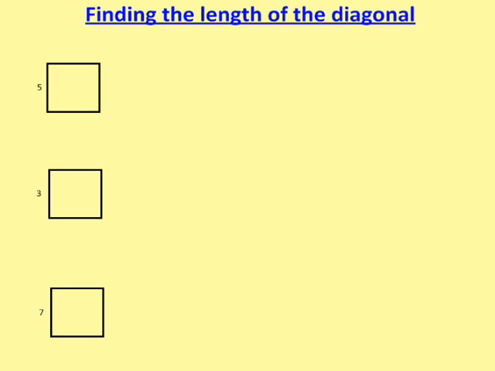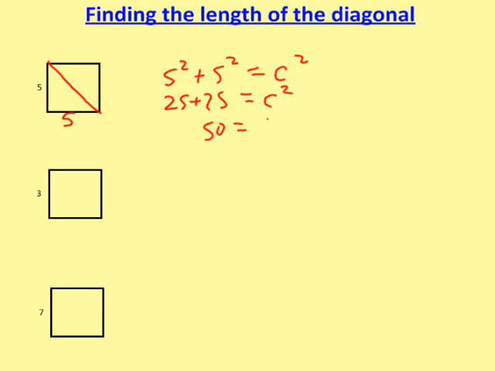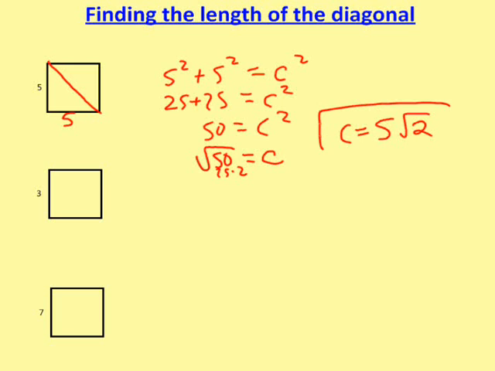Here we're going to be working on finding the length of the diagonal of a square. Since these are all squares, this side is 5 and this side is 5, and we're looking for the diagonal. With a square, you know your legs are the same, but we still do 5 squared plus 5 squared equals c squared. So 25 plus 25, so 50 equals c squared. And then we take the square root. So the square root of 50 equals c. We simplify that. That is 25 times 2, so c equals 5 root 2.